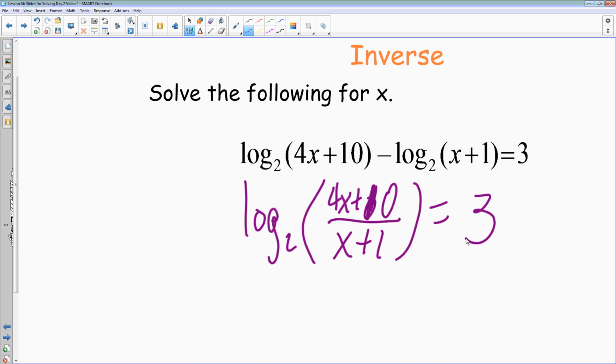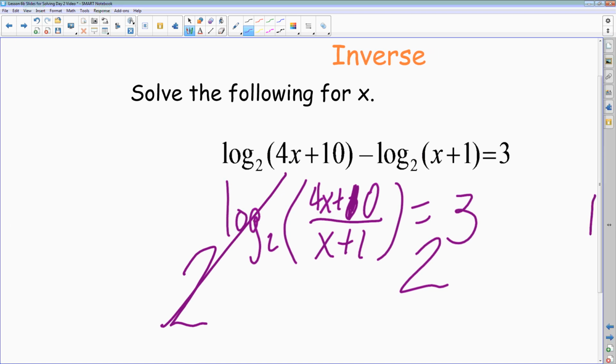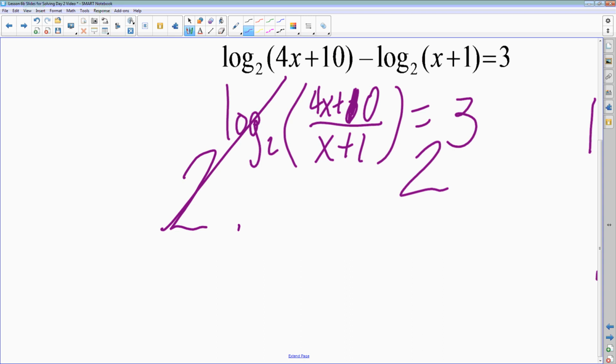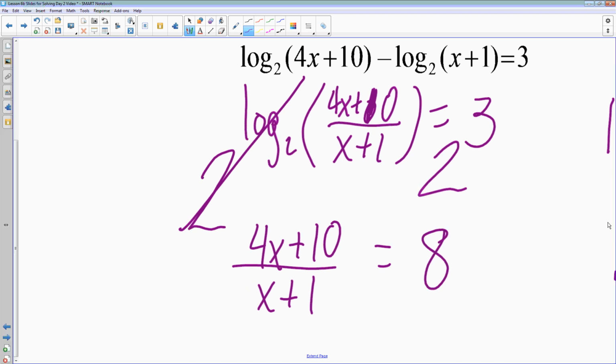Well, you look at the base is 2, so you're going to take 2 to that power. Okay, so this 2 and this log base 2 cancel, leaving me with what's inside of my log. So I'm going to have (4x + 10)/(x + 1) equals, now 2 cubed is 8. Okay, and now again we can just solve it. This is a typical algebra problem. So we would multiply both sides by x + 1.